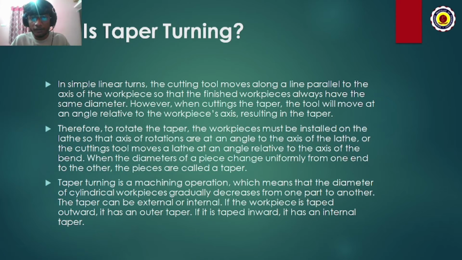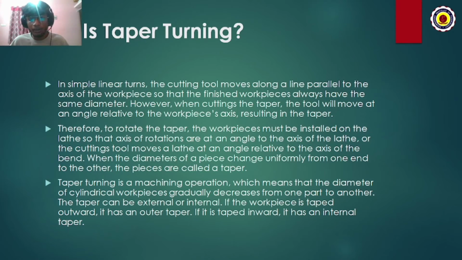However, while cutting a taper, the tool will move at an angle relative to the workpiece axis, so that a taper is produced on the workpiece. Therefore, to turn the taper, the workpiece must be installed on the lathe so that its axis is at an angle to the axis of the lathe, or the cutting tool moves at an angle relative to the axis, where the diameter of the workpiece can change uniformly from one end to the other end, and that is known as the taper.